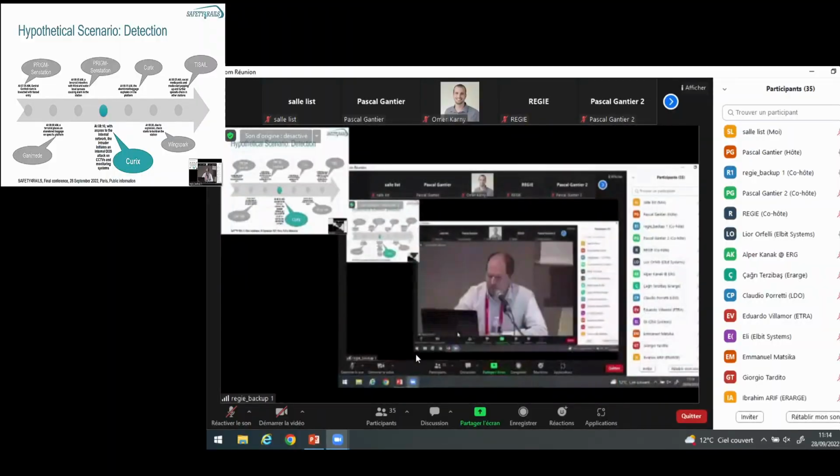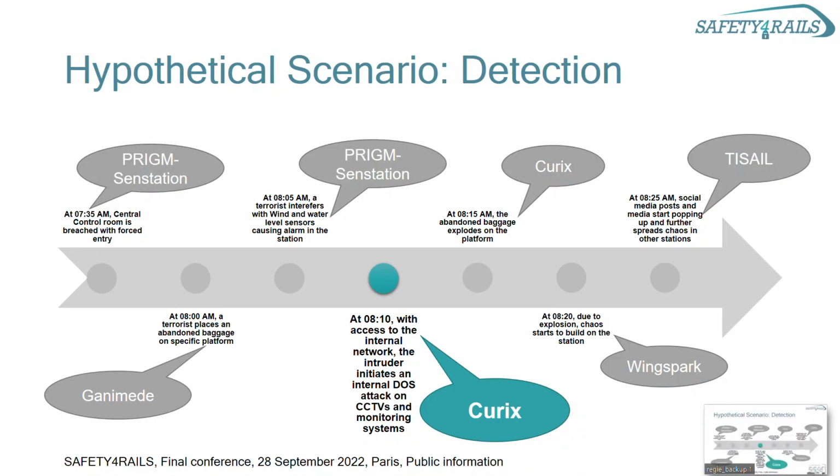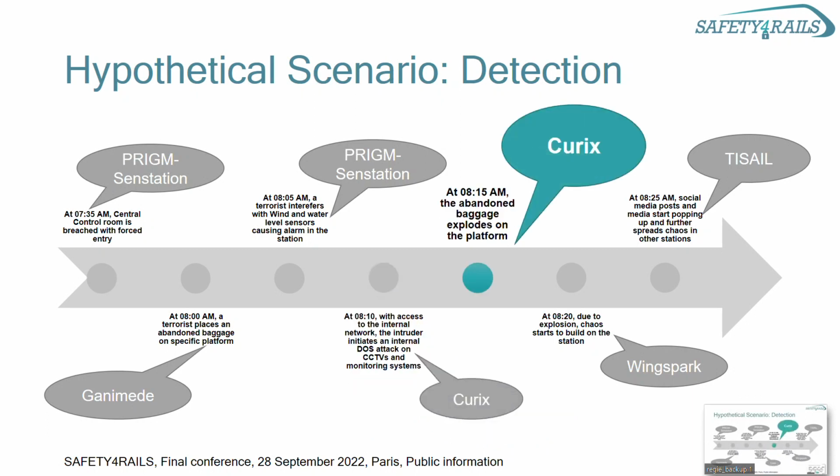Five minutes later, since we assume that the attack is going on as planned and no intervention happened, even if Prime Sensation and Ganymede warned you that something is going on, at 8:15 the abandoned baggage finally explodes on the platform, and we assume that we have noise level sensors in the station. This will be monitored and also detected by Kirix, which will be presented by Eros.